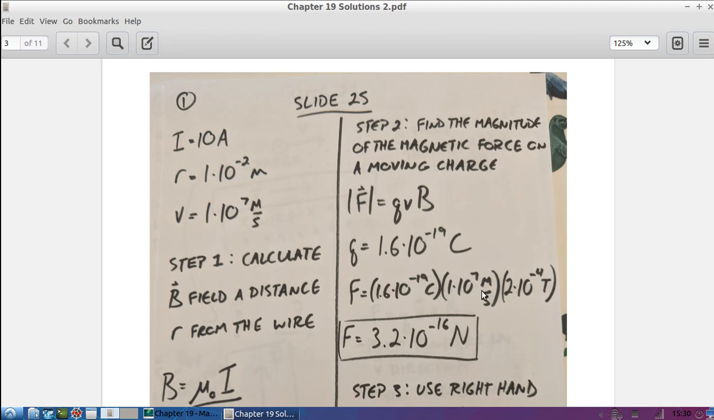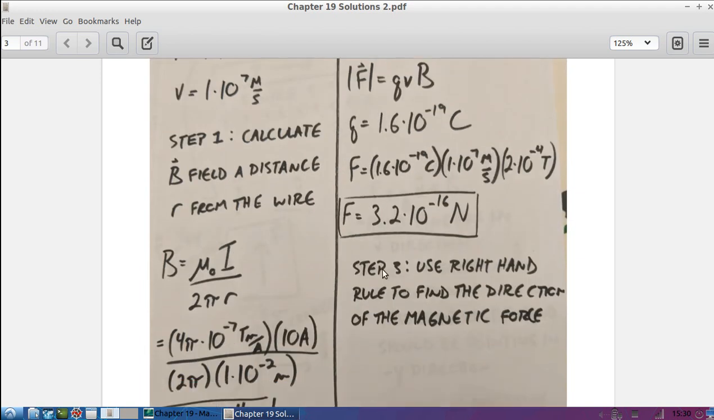It's got a velocity of 1 times 10 to the 7 meters per second, and I calculated the magnetic field strength from the first part, which is 2 times 10 to the negative 4 Tesla. When I calculate this, I get a force of 3.2 times 10 to the negative 16 newtons.